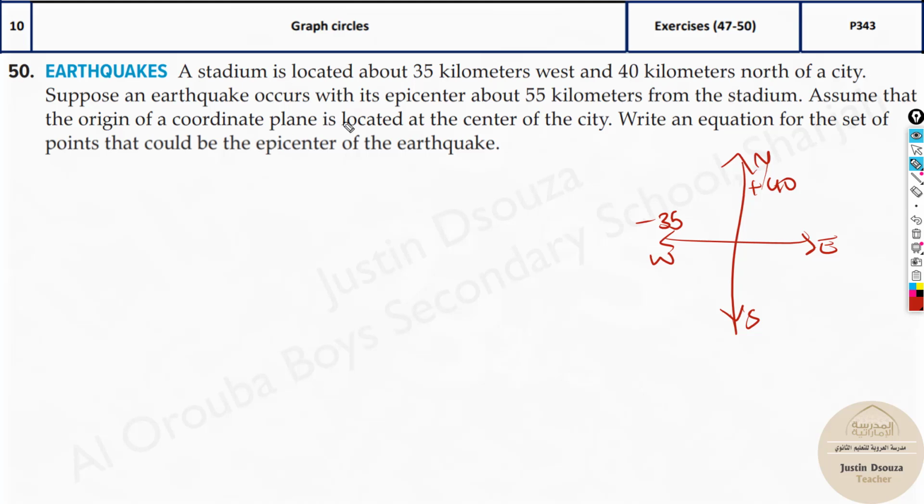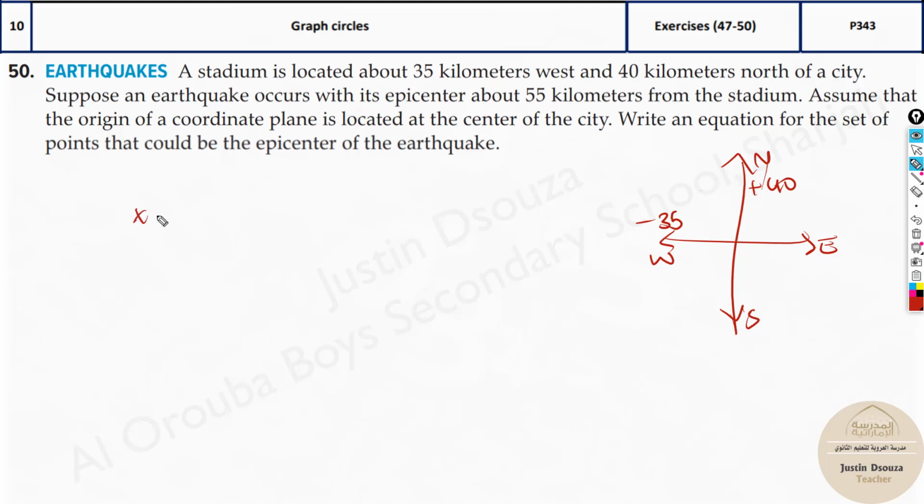Suppose an earthquake occurs with its epicenter about 55 kilometers from the stadium. Assume that the origin of the coordinate plane is located at the center of the city. Write an equation for the set of points that could be the epicenter of the earthquake. Basically, what they mean is that's the radius, because they have given us the details of that particular stadium and it's 55 kilometers away, right? So that would be the radius.